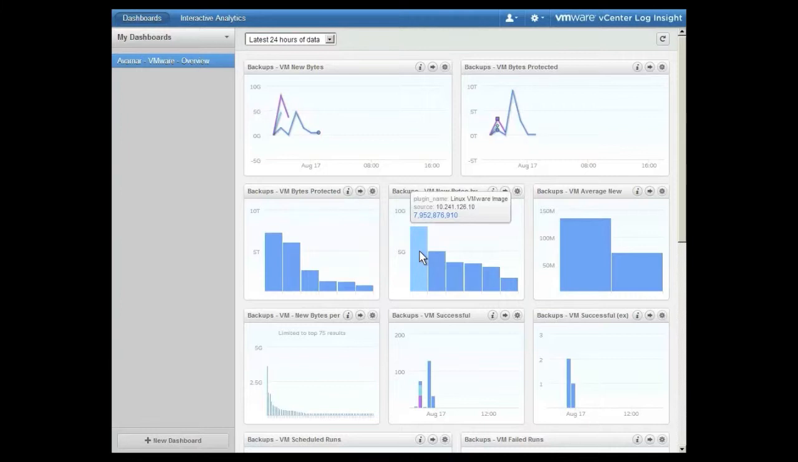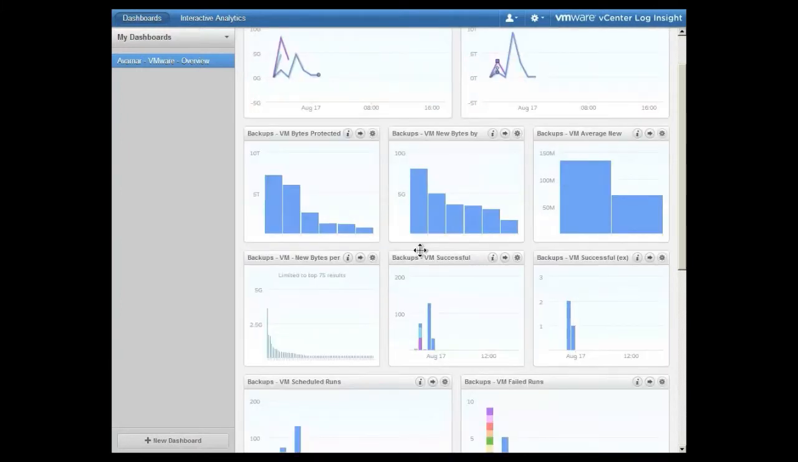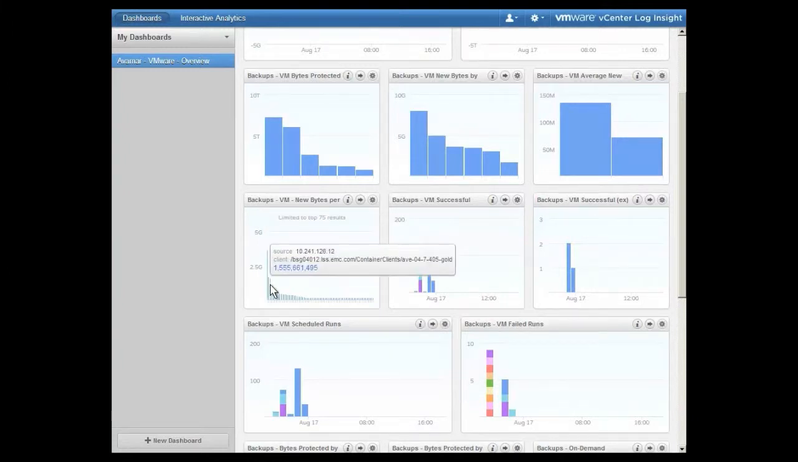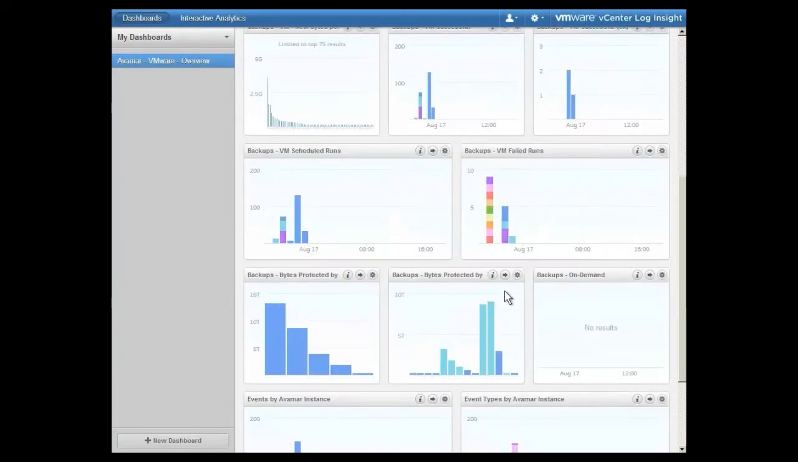So here we're looking at certain things like the amount of space per type of operating system, whether that's Windows or Linux. We're also looking at the biggest consumers of space within our backup appliance. So we can choose out the ones that we may need to look at. And then we can also see the successful runs. So how many virtual machines were successfully backed up during which period.